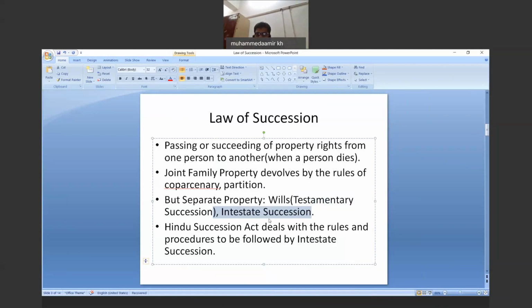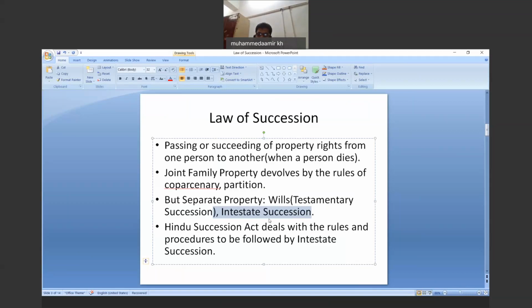So the law of inheritance can further be defined as consisting of rules to determine the mode of devolution of the property of the deceased on heirs solely based on the relationship to the deceased. So one thing you have to understand, that through intestate succession, only the legal heirs are the people who get the benefit of the deceased's property, to whom the property is transferred.